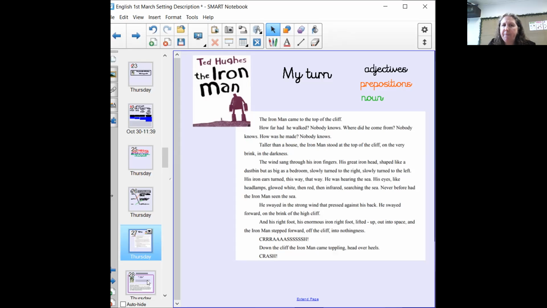Crash! Okay, so as I was reading that, hopefully you were listening out for the adjectives, the prepositions, and the nouns, because we've had our definitions, we now know what they are. Okay, so now we've gone through it.